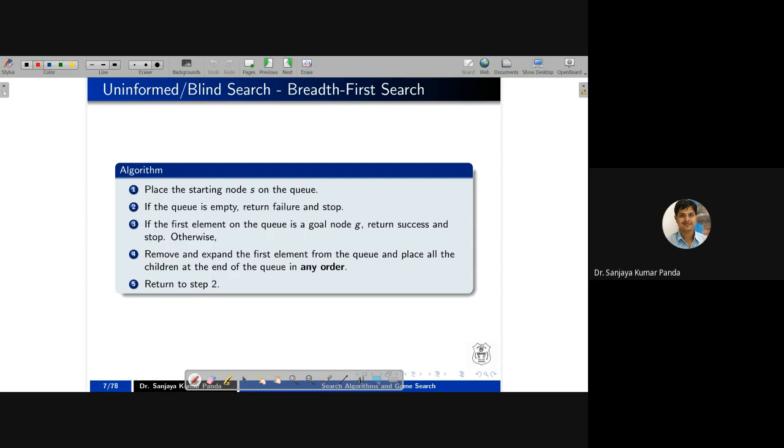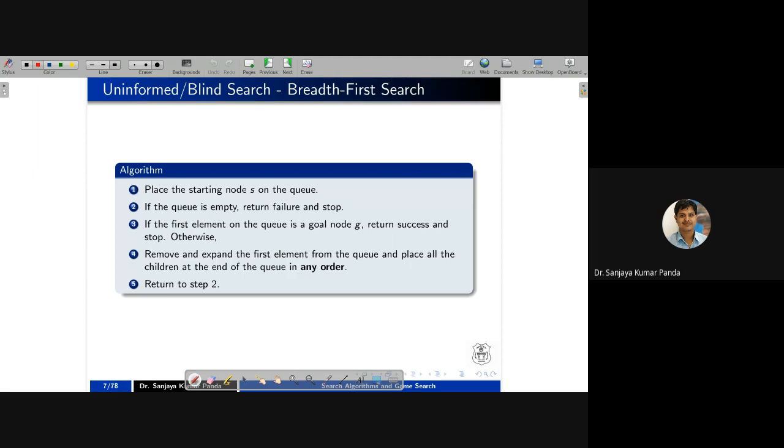So in order to do that, what you have to do? First, you have to place the start node S on the queue. Start node S is nothing but the root node that you have to put into the queue. Then if the queue is empty, meaning all the nodes are explored, then you have to return failure and stop. Your process is done. If the queue is not empty, then you have to pick the first element on the queue. Let that node be the goal node G.